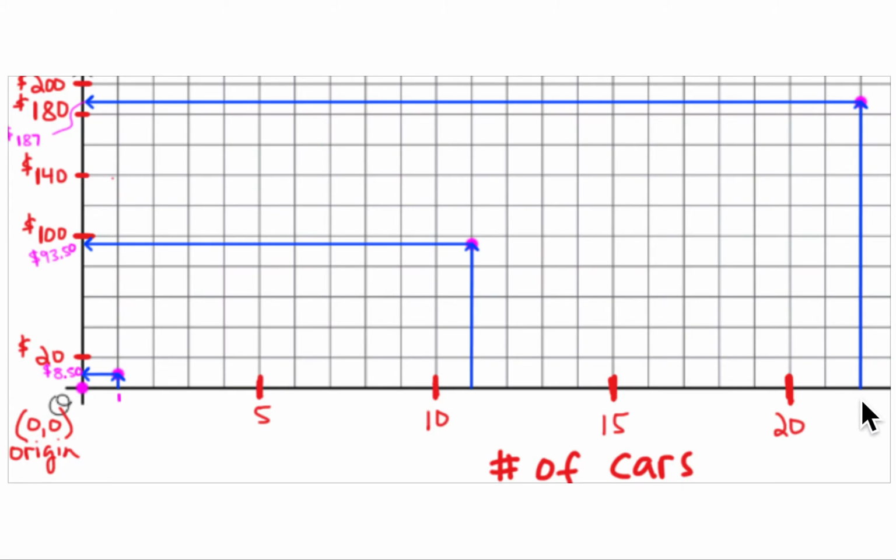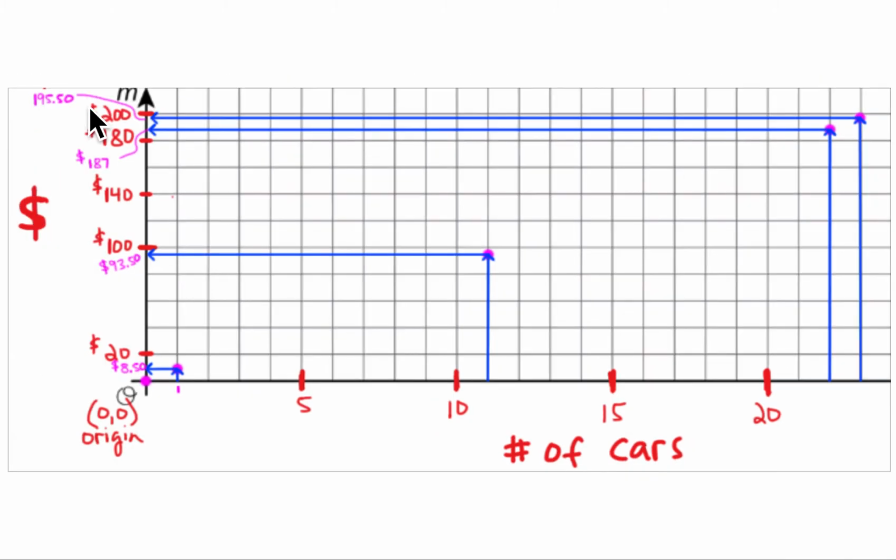So you go up to 22 cars, you go up to $180, $187. Halfway is $190. So this is pretty close to halfway. And you just have to guess at this point. You know that halfway is 190, you know you're at 187, so you're pretty close to halfway. And if you add one more car, 23 cars, that's going to get you out to $195.50. So this gap here from here to here is that $8.50.